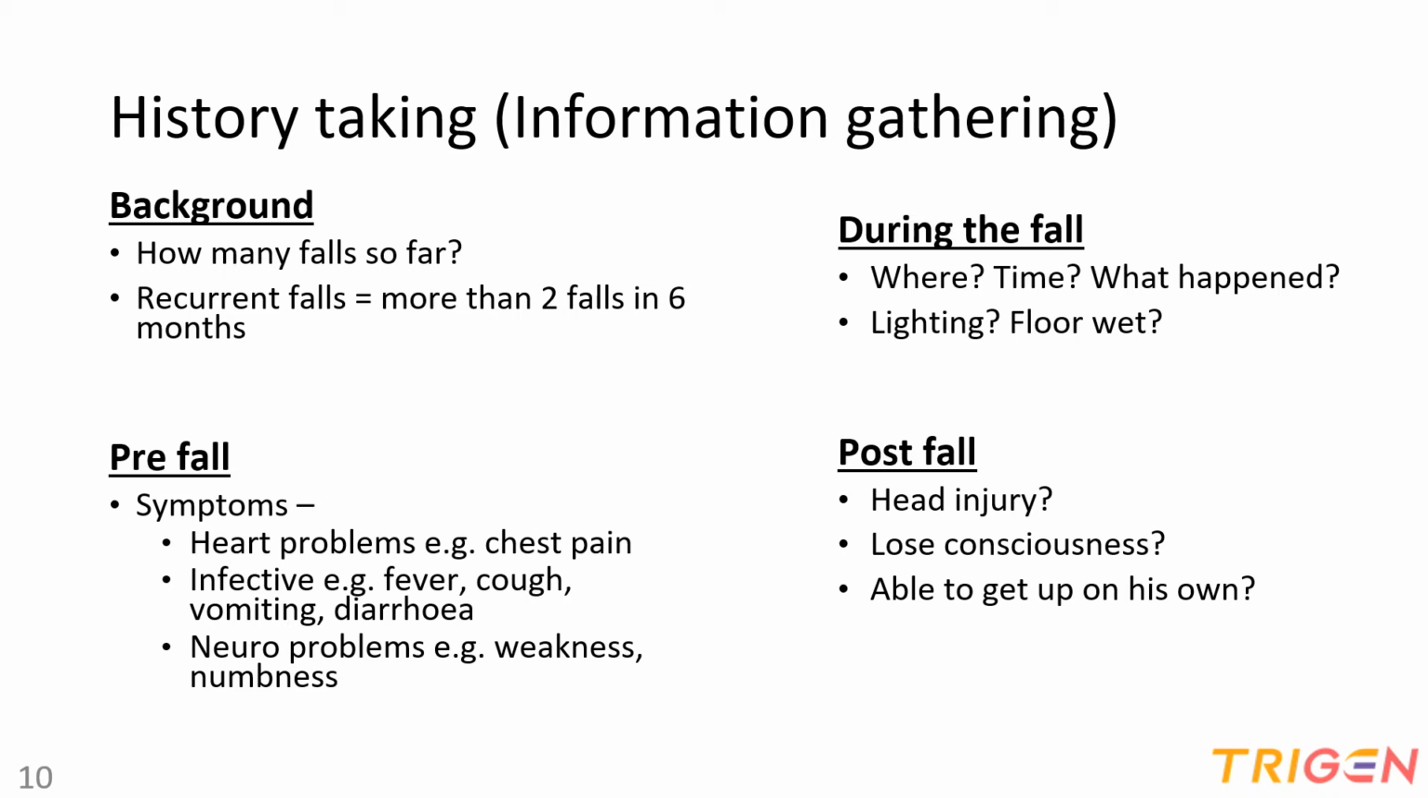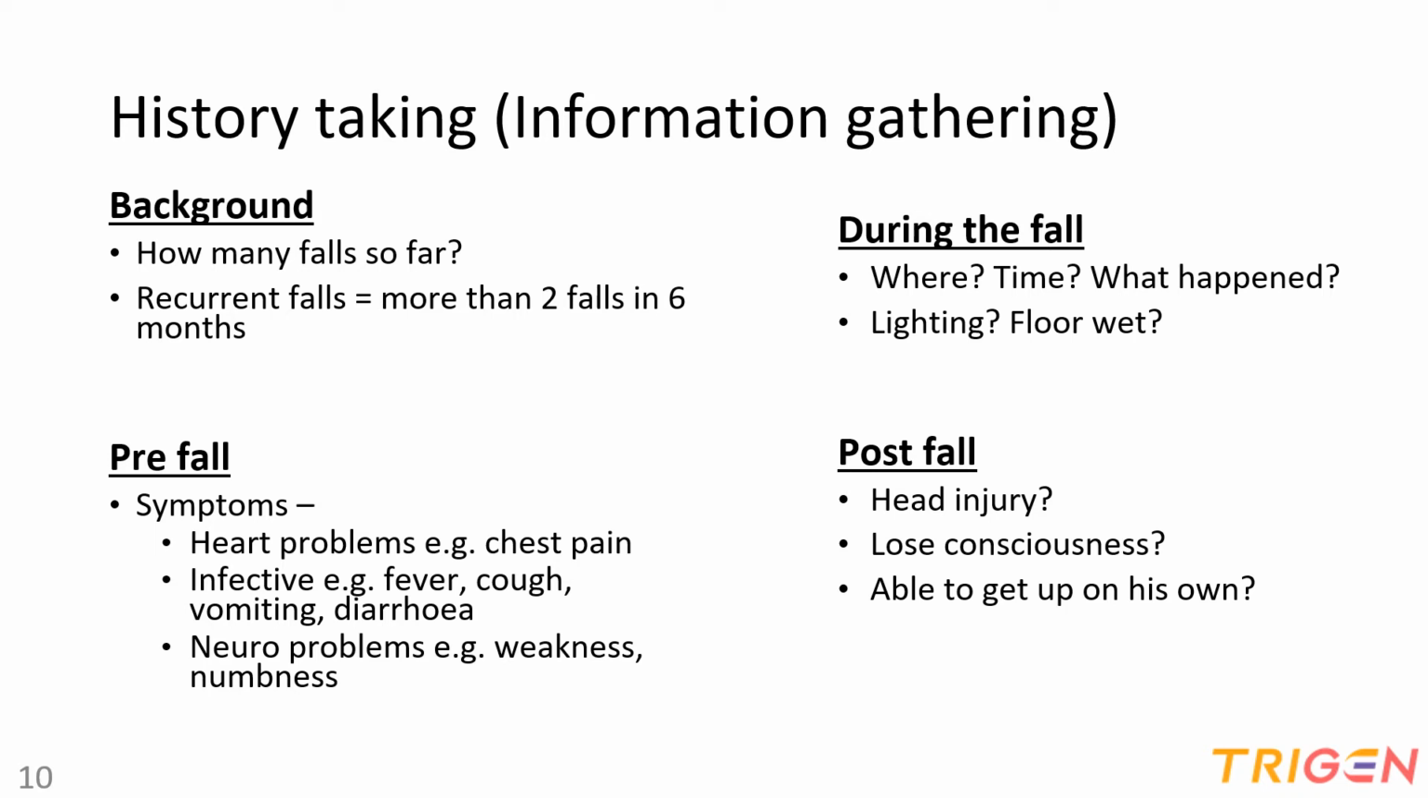Here are some questions we can ask to find out more about the fall. We can ask some background questions like how many falls Mr. Tan has had so far, whether it is a first fall or whether it's a recurrent fall, as defined by more than 2 falls in the past 6 months. We can then ask questions pertaining to the pre-fall, during fall, and post-fall circumstances.